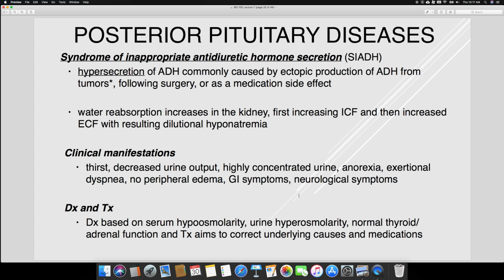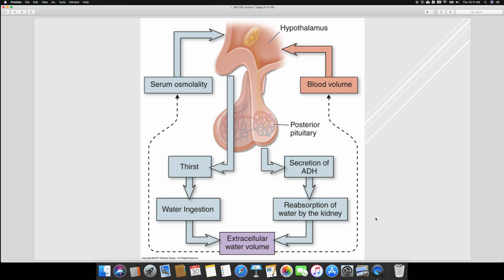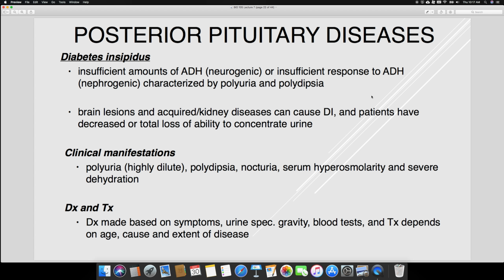So diagnosis and treatment. Diagnosis is going to be based on hypoosmolarity of the serum. We're holding on to water, so we're diluting essentially the blood. Urine hyperosmolarity. Obviously, the urine is going to be very, very concentrated. And then normal thyroid and adrenal function will help to rule out other causes. And then treatment, correct any underlying cause. And then possibly medications. So this is just kind of summing this up.